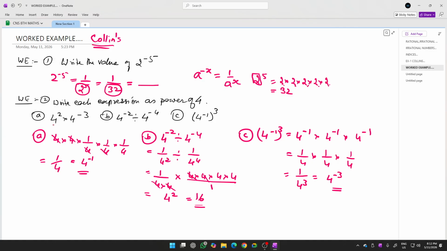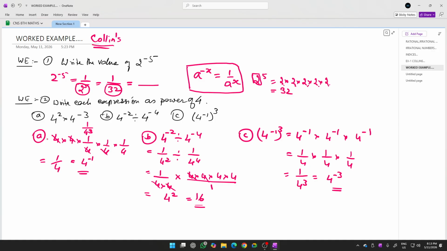So a is 4 squared, or 4 raised to 2, into 4 raised to minus 3. Now this is an expression, and you have to write this as a power of 4. So 4 raised to 2 can be written as 4 into 4. Now 4 raised to minus 3, first I will write as 1 upon 4 raised to 3, using this rule. And 1 upon 4 raised to 3 can be written as 1 upon 4 into 1 upon 4 into 1 upon 4. Is that clear?